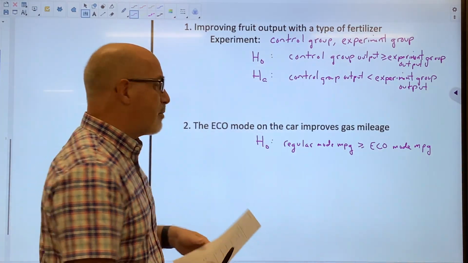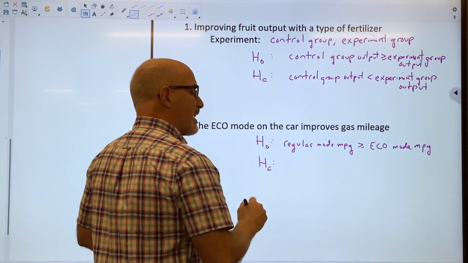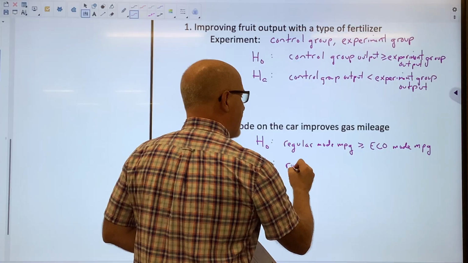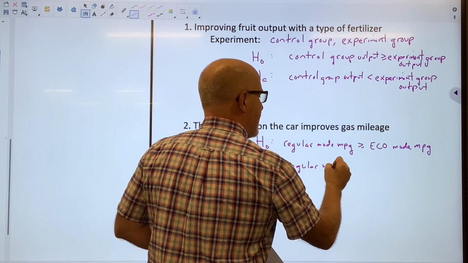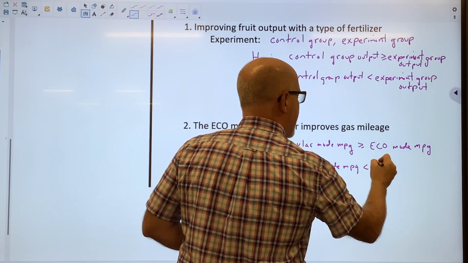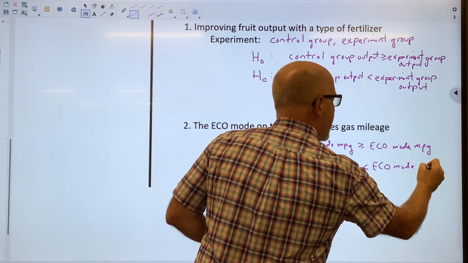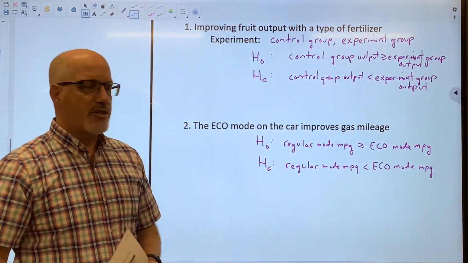And then if the burden of proof shows that that's a false statement, then we can accept the alternative hypothesis, that the regular mode MPG is less than the eco mode MPG. And so our eco mode then would have better gas mileage.